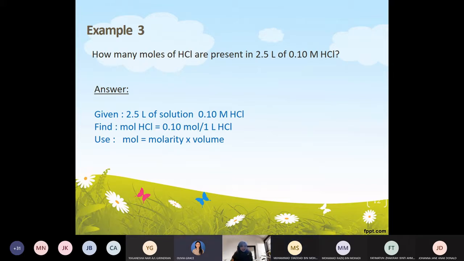Okay, so the question is asking for moles, maknanya N ni, present in 2.5 liter of 0.1 molar HCl. So how are you going to solve this question? Macam mana nak solve soalan ni?